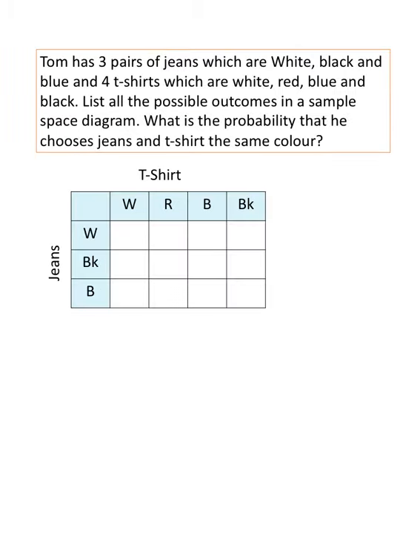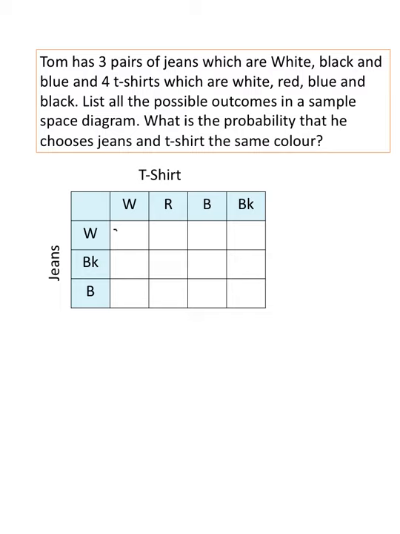Tom has 3 pairs of jeans which are white, black and blue, and 4 t-shirts which are white, red, blue and black. List all the possible outcomes in a sample space diagram, and then find what the probability is that he chooses jeans and a t-shirt the same colour.